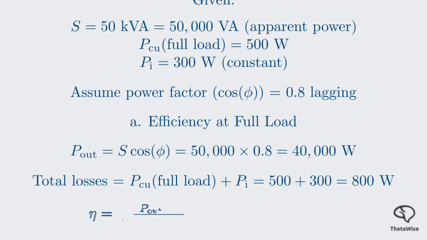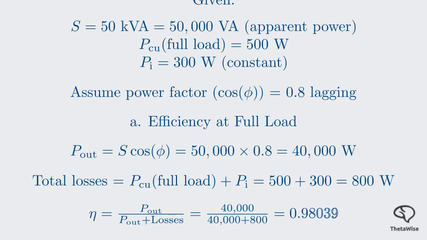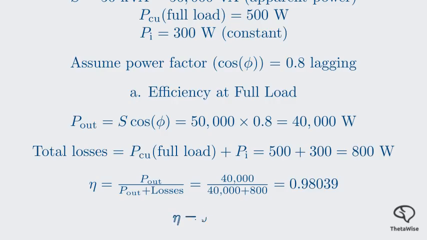The efficiency is output power over output power plus losses, which is 40,000 over 40,800. This gives us 0.98039. As a percentage, the full load efficiency is 98.039%.